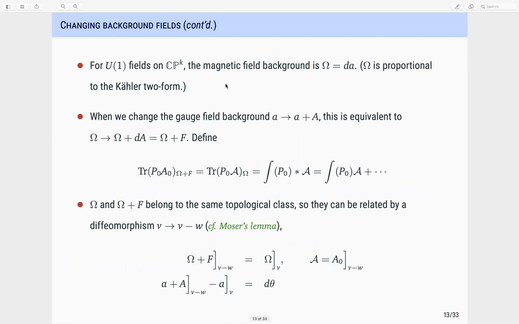So let's just look at U1 fields on, say, CPK. I'm going to present the more general result now. I'll discuss details of CPK later, but let's assume for the moment that we're going to do this on CPK. So what we are saying then is that there is a Kähler-2 form on this manifold. My background magnetic field is proportional to the Kähler-2 form. It's a multiple of the Kähler form. Let me write the magnetic field therefore as D of some Kähler-1 form, or something proportional to Kähler-1 form, which I call little a. Okay, so that's my background magnetic field.